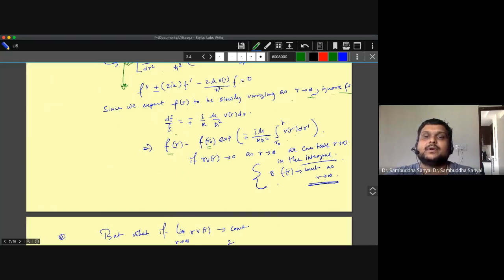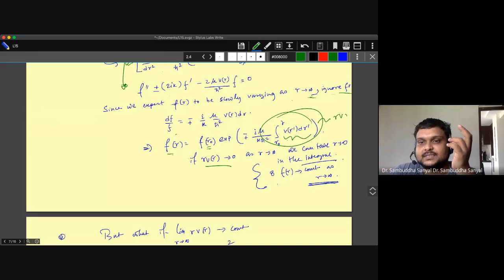Now you can see that if rV(r) goes to 0 as r goes to infinity, we can take r going to infinity in this. So by taking r to be infinity in this integral, we want to see what happens to this F(r) in the full space. When you work out this integral, it is an object of order rV(r), so this whole thing is an order rV(r) object in the r going to infinity limit.